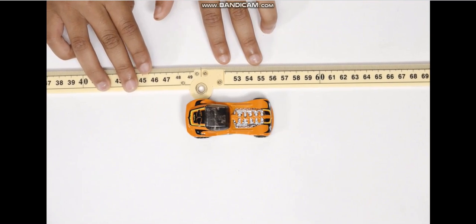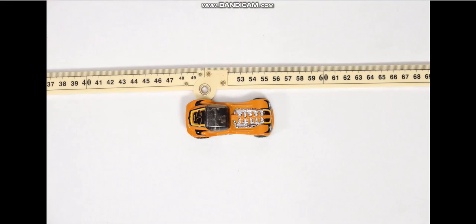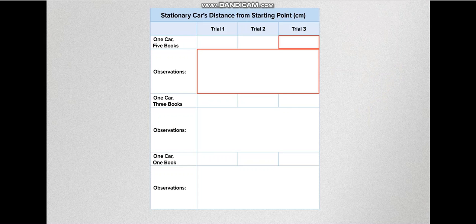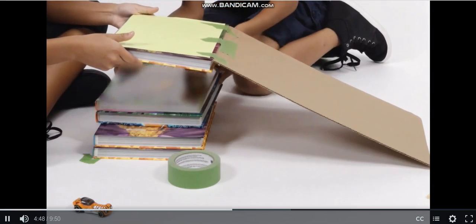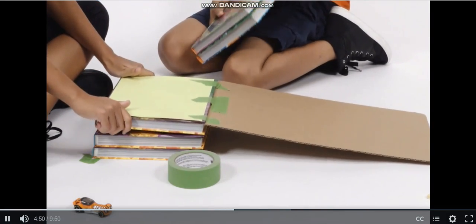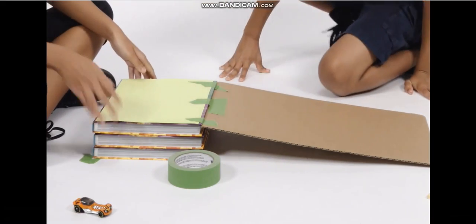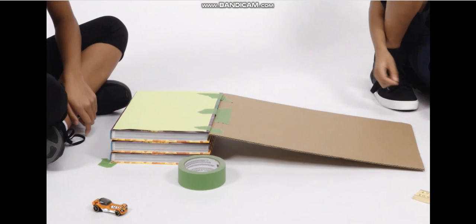The car traveled over 100 centimeters. How far did the car move in total? Measure the distance the second car traveled, just like you did before. Record your data in the table. When finished, select Continue. For the next test, you'll remove 2 of the books from the bottom of the stack. Make sure the stack stays in the same spot. Check the cardboard on the top book and tape it again if needed.